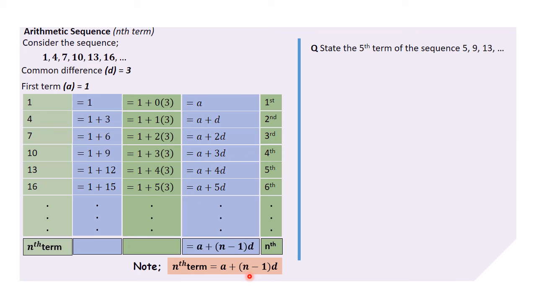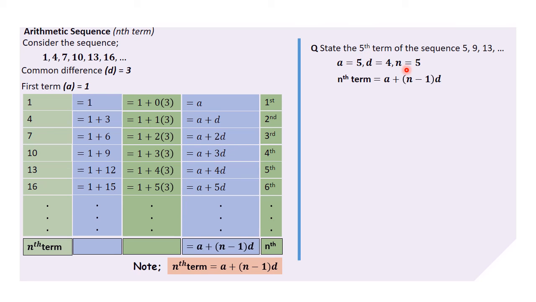With that, we turn to an example where we're told to state the fifth term of the sequence 5, 9, 13. Now, please identify the following: A, D, and N. A is 5. That's the first term. D, the common difference, is 4. And because we're talking about the fifth term, N will also be 5.